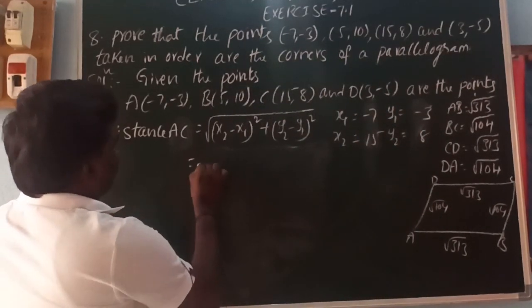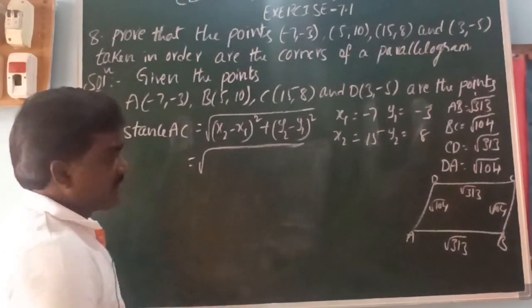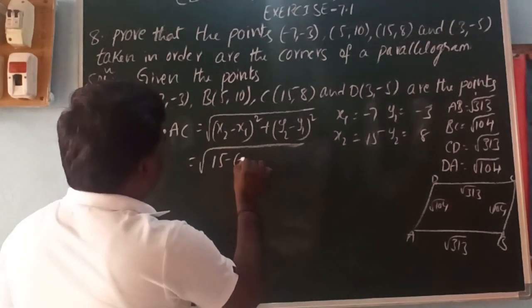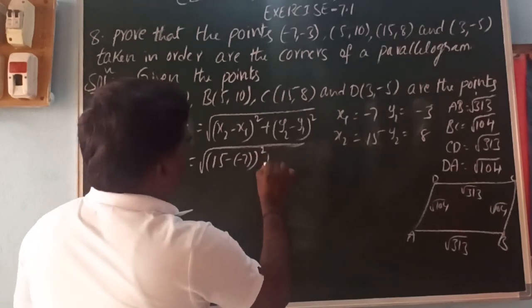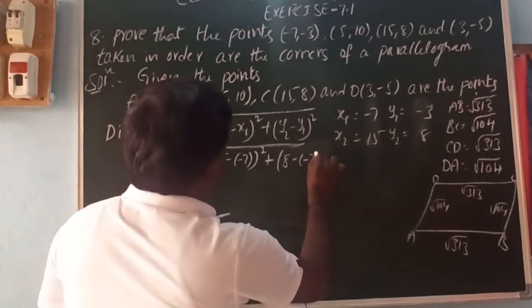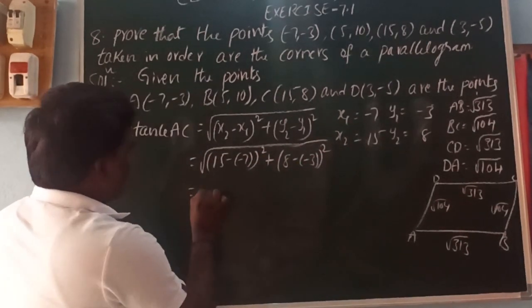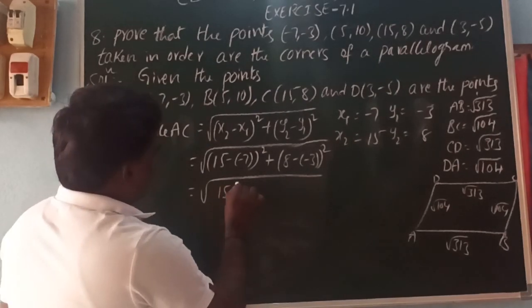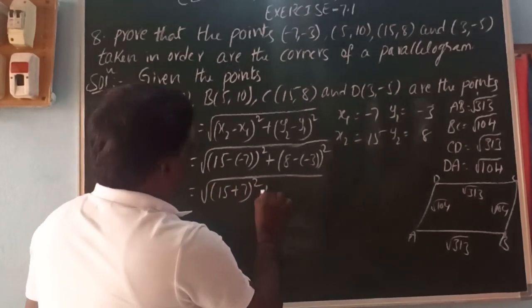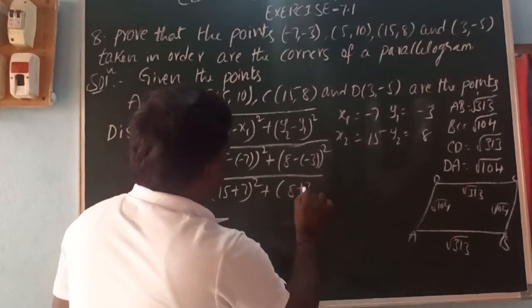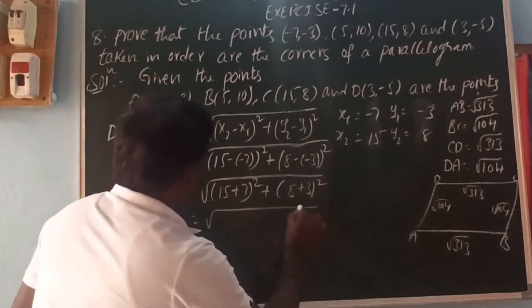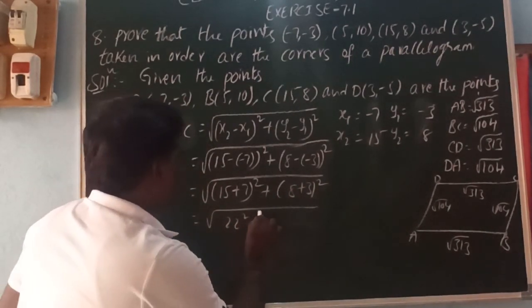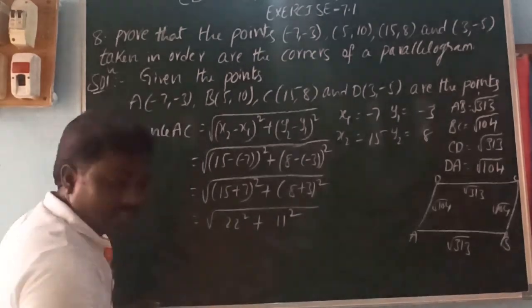So that is the square root of (x2 minus x1) whole square, that is (15 minus of minus 7) whole square, plus (8 minus of minus 3) whole square. So that is (15 plus 7) whole square plus (8 plus 3) whole square. So 15 plus 7 is 22 square, 8 plus 3 is 11 square.